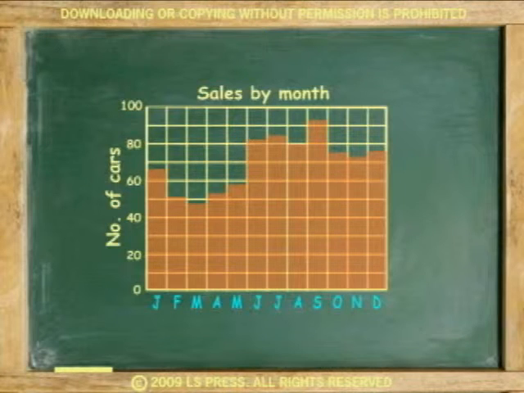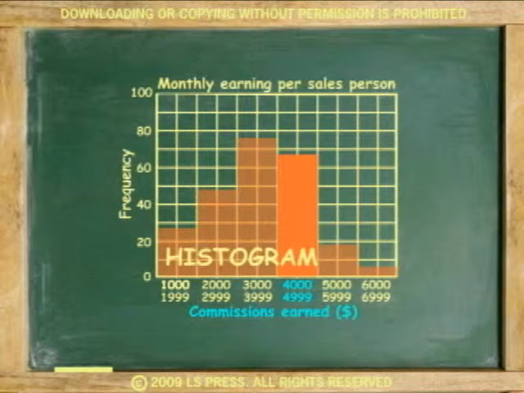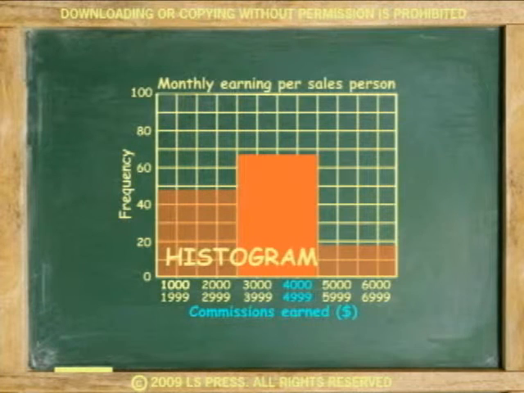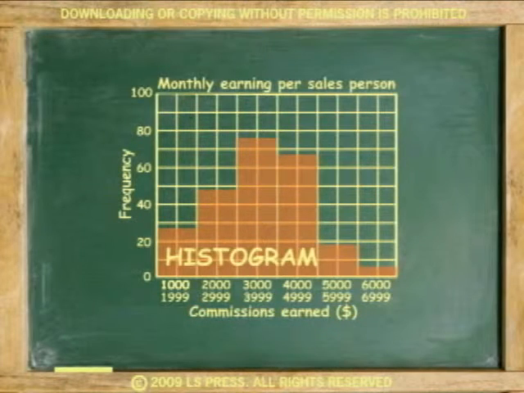Now, unlike in the bar graph, in a histogram each bar represents a range of data. The intervals selected are the actual commissions earned by the salesperson. Notice that selecting the size of the interval is important. If the intervals are too few or too many, the graph loses meaning.